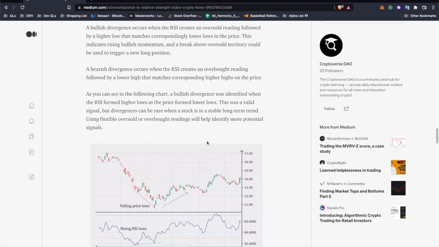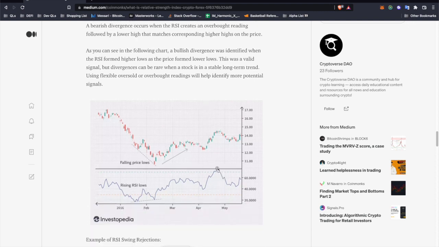As you can see in the following chart, a bullish divergence was identified when the RSI formed higher lows. As you can see, this is a low. That's a low that's a little bit higher than the previous low. That's all that means. You see people say higher low, lower low, blah, blah, blah. That's literally all that it is. The low is here, the low is here. Now the low is here. There's another low here, and this one is higher than this. This is higher than this. And that's what that means.